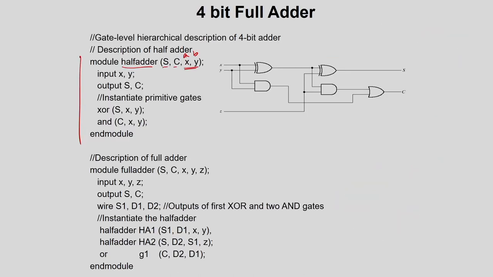So, I just declare this X and Y as my input and the output is sum and carry, and I have a XOR gate where I put X and Y, output is sum. I have an AND gate, so basically this is my half adder, right. So, I have an AND gate where I put X and Y and the output is C. So, this is my end module. So, this is my half adder module that I have developed first.